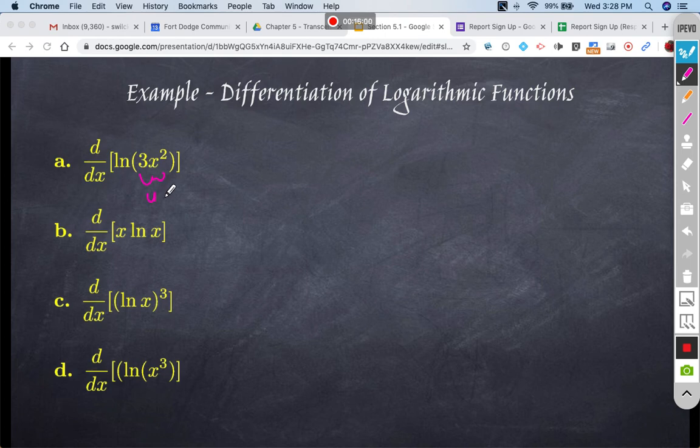So if u is 3x squared, u prime is going to be 6x. So the derivative of the natural log of 3x squared is going to be u prime over u, or 6x over 3x squared, which is going to be 2 over x.